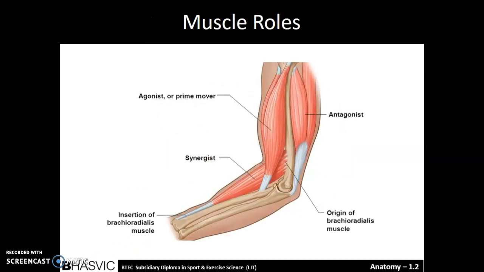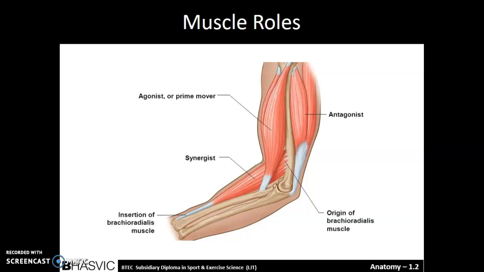There are many roles in the human body for muscles to actually work. There are 6 main roles, which are agonist, antagonist, synergist, fixators, origin and insertion. Firstly, muscles work in pairs. Where a movement is taking place, 2 muscles are actually doing a job.